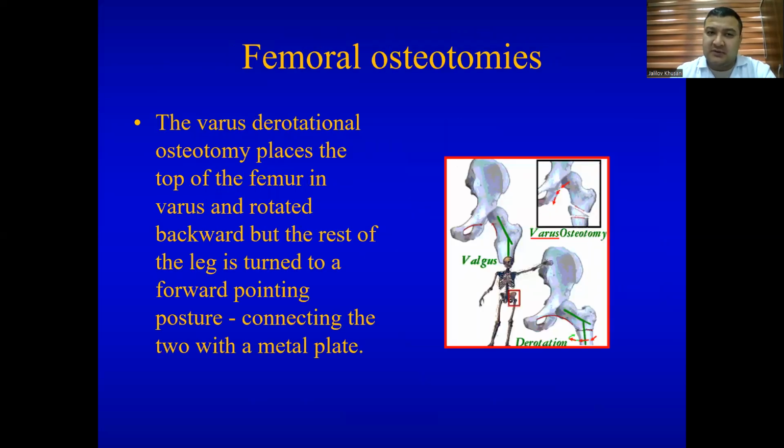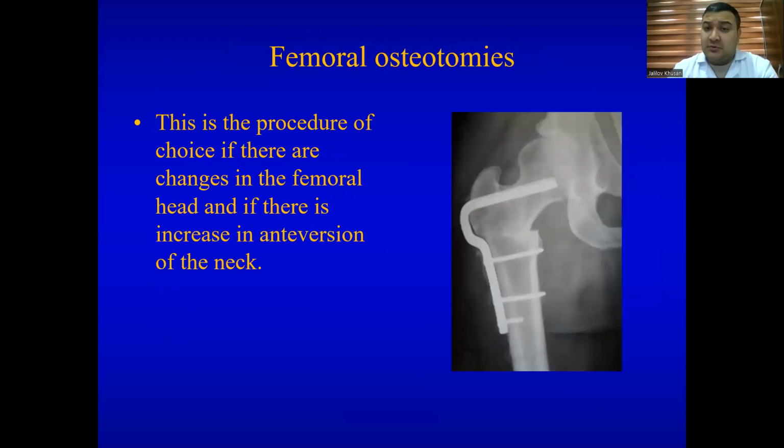Femoral osteotomies. The varus derotational osteotomy places the top of the femur in varus and rotated backward, while the rest of the leg is turned to a forward-pointing posture, connecting the two with a metal plate. This is the procedure of choice if there are changes in the femoral head and if there is an increase in anteversion of the neck.